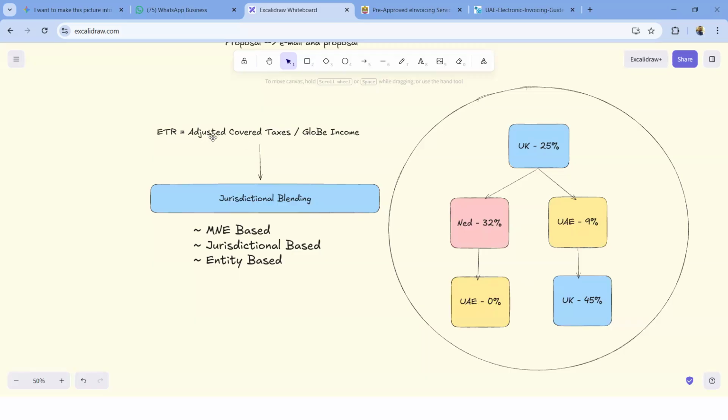So what they are saying is we'll take a middle approach, which is jurisdictional based. So it is a mix of both. There won't be as much compliance and tax as entity based, but there won't be such a leeway as MNE based. So it's a middle ground approach that you are taking. Are you getting what is meant by jurisdictional blending? ETR should be calculated on the jurisdiction, not on an entity, not on the whole MNE.